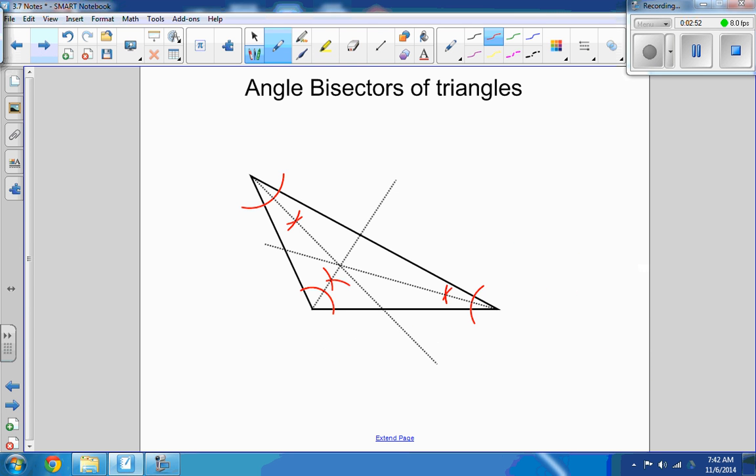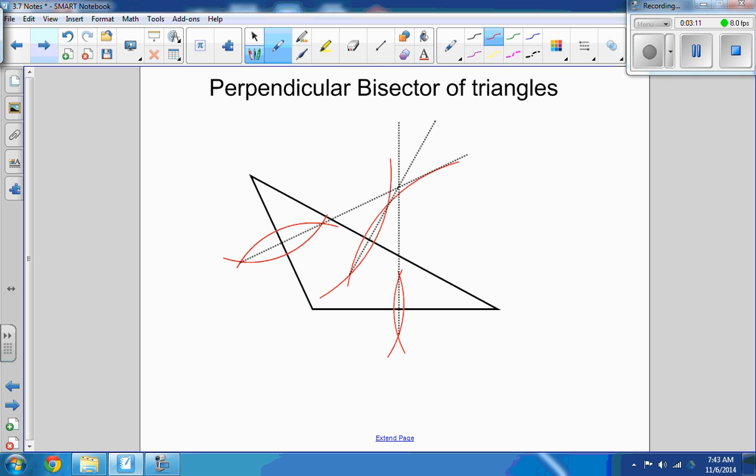So the angle bisectors of a triangle, you notice, intersect at a single point. The intersection of the angle bisectors is called the incenter. The perpendicular bisectors also intersect at a single point. The intersection of the perpendicular bisectors is called the circumcenter.